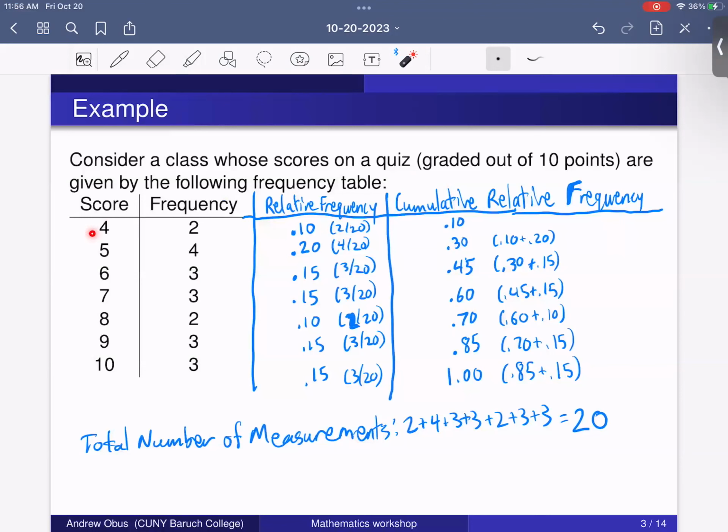So the table says the score 4 appears with frequency 2. And the score 5 appears with frequency 4. So there's 4 5s. And 6 appears with frequency 3, and so on. Right. It's understood.